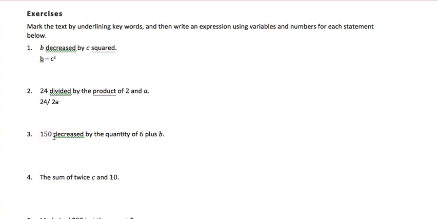Number 3, we have 150 decreased, that's subtraction, by the quantity. We know that's going to need parentheses of 6 plus B. Plus tells us to add. So 150 decreased by means that 150 is the starting number. The quantity of 6 plus B. And we put that in parentheses because of the word quantity, meaning we'll have to do that first.